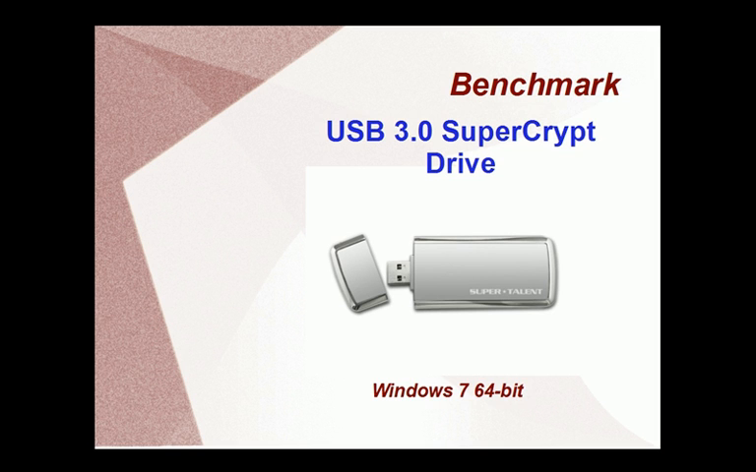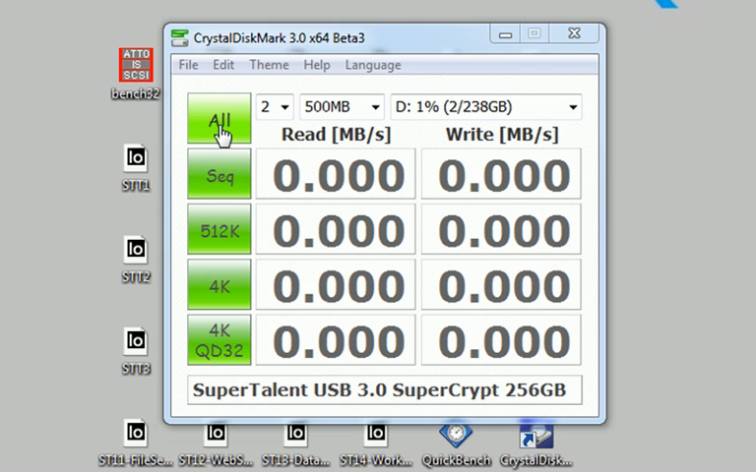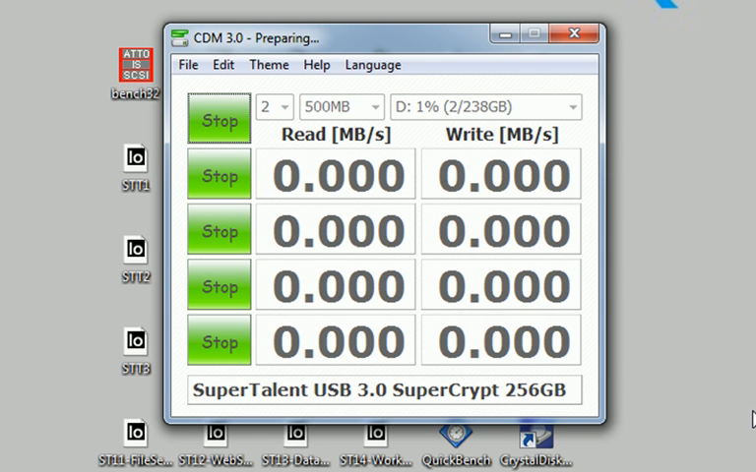Now we'll be benchmarking the USB 3.0 SuperCrypt drive. Now this is my favorite drive in the series. This was our second one in the series. It's based on an SSD, meaning there's an SSD controller inside. It's working with 8 channels of flash concurrently. That's where we're able to get some really amazing speeds.